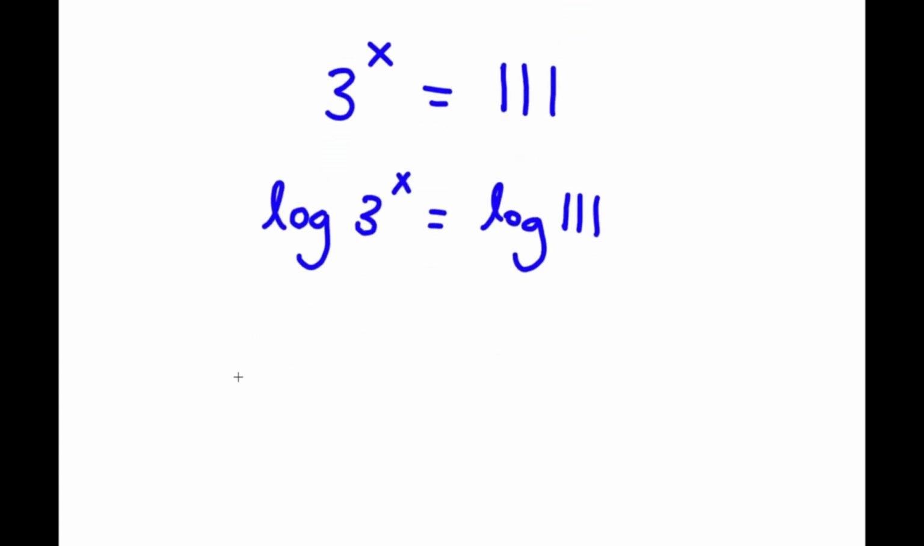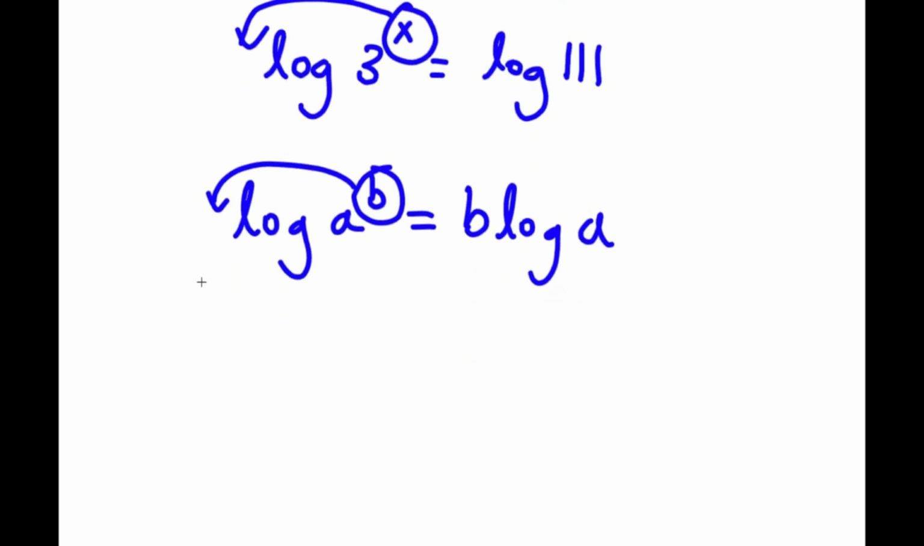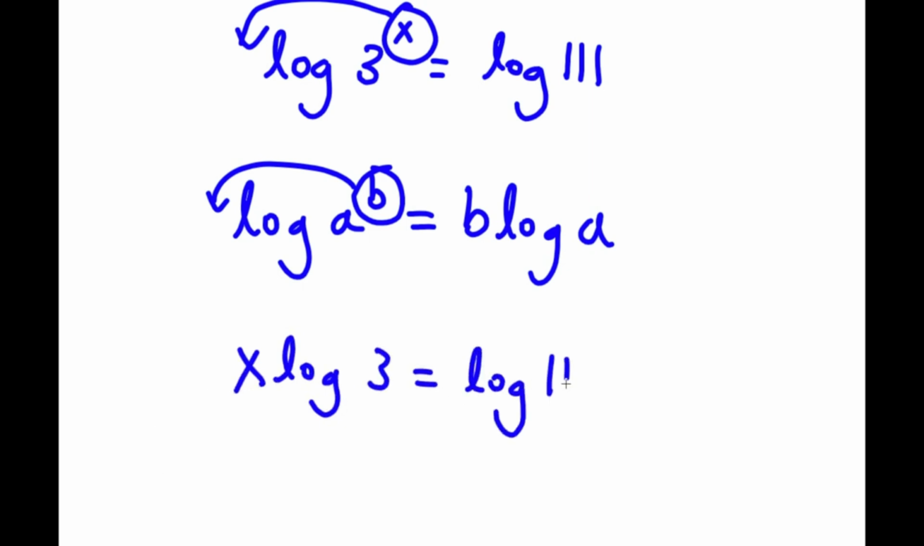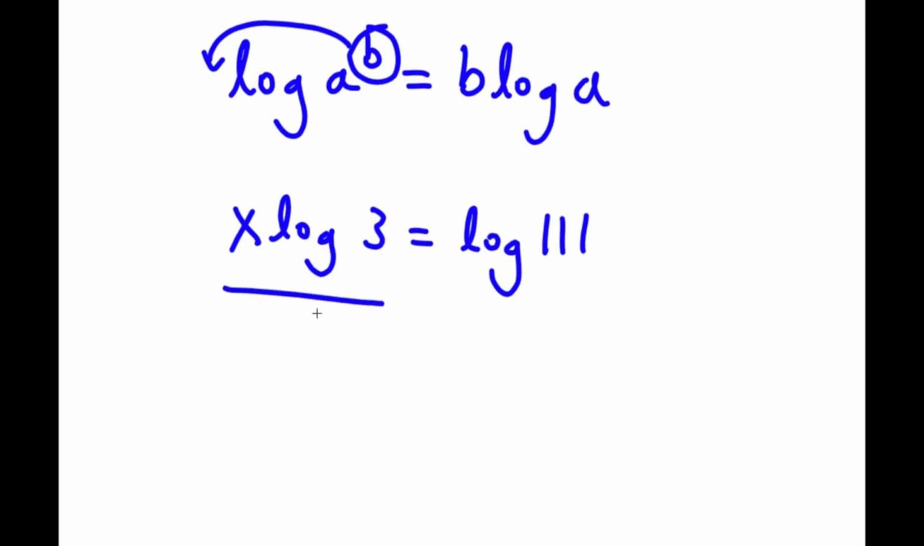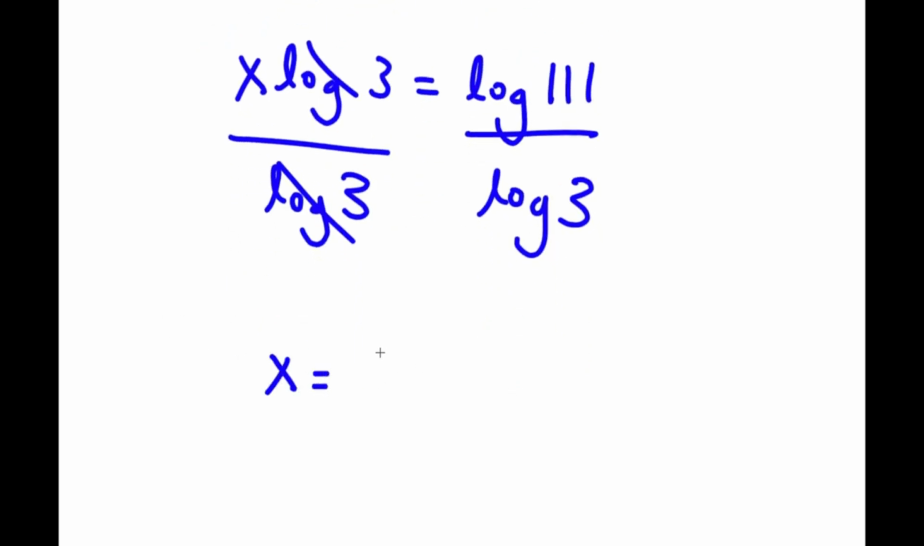So now, if I have something in the form log a to the power of b, I can actually move this exponent b to the front. So this is going to equal b times log a. So for log 3 to the power of x, I can move x to the front. So now that would lead to me having x times log 3 is equal to log 111. So now I'm going to divide both sides by log 3. So then for my left-hand side, these two log 3's simply cancel out, and I'll be left with x is equal to log 111 over log 3.